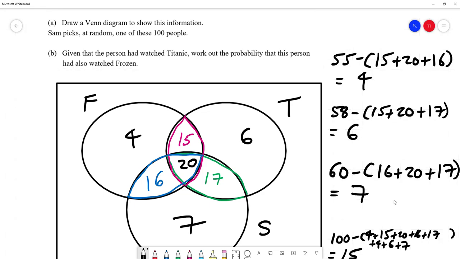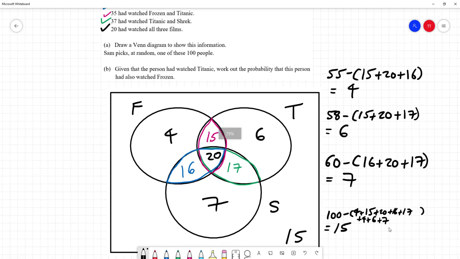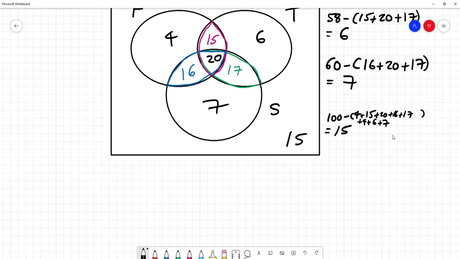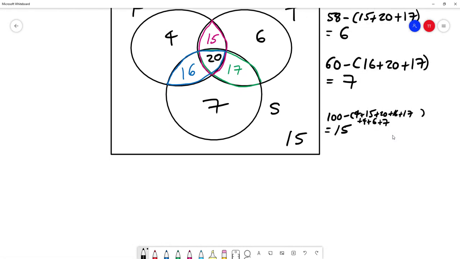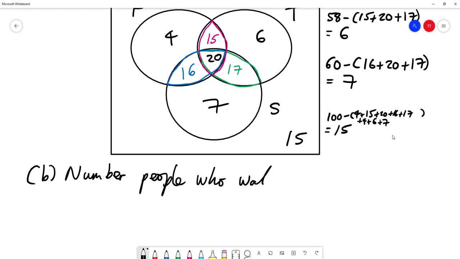Given that the person had watched Titanic, we need to work out the probability that this person had also watched Frozen. So for a question like this, given that the person had watched Titanic, we need to ask what is the total number of people who watched Titanic? The number of people who watched Titanic, we know from the question, was 58.